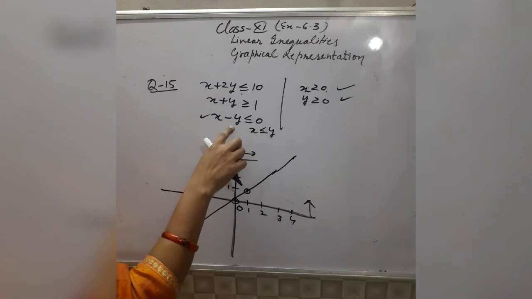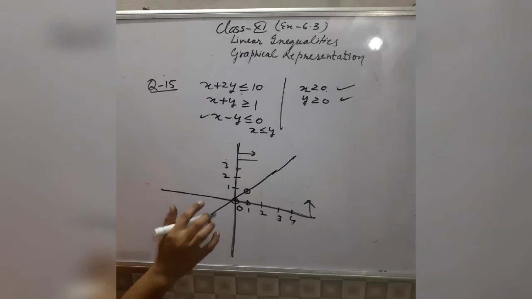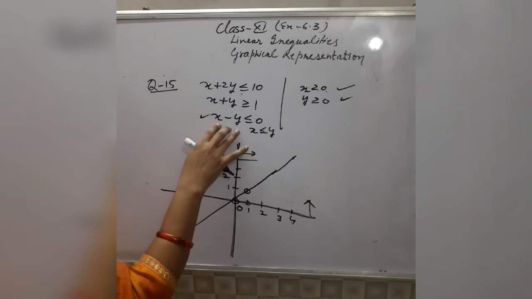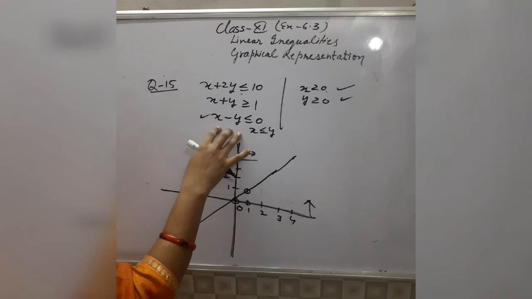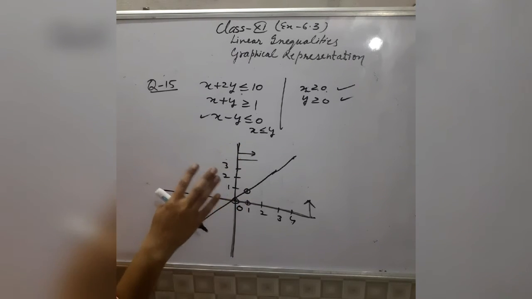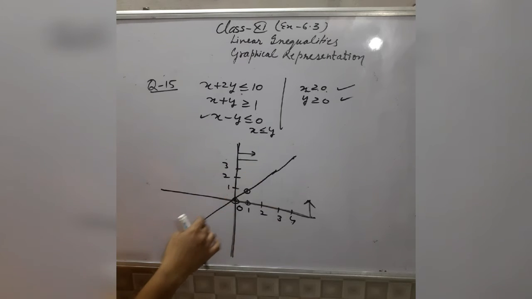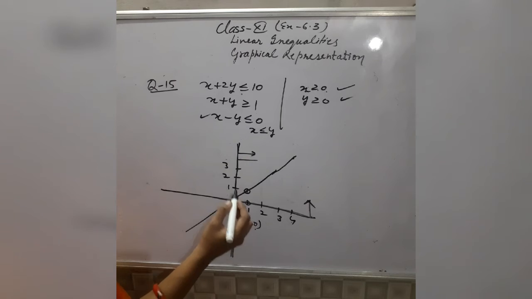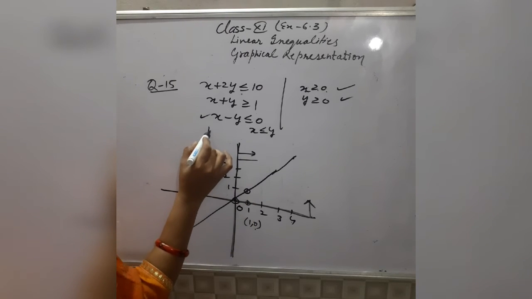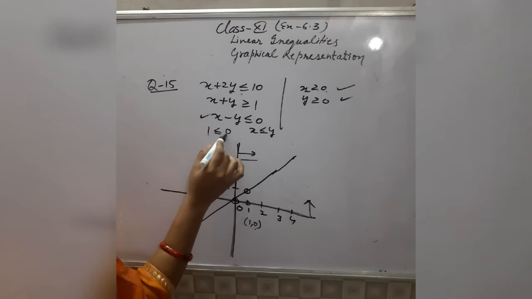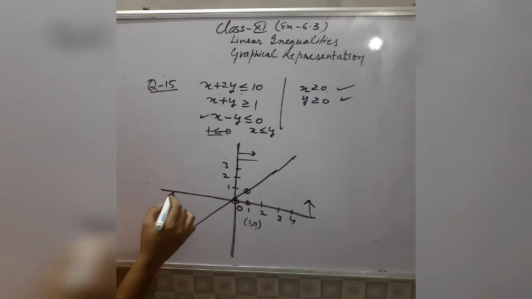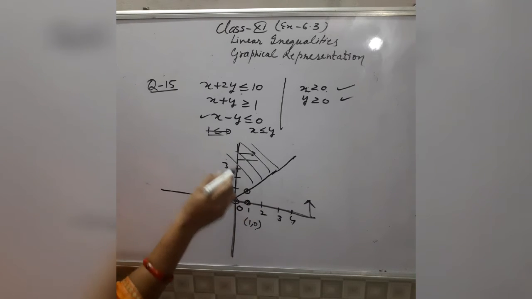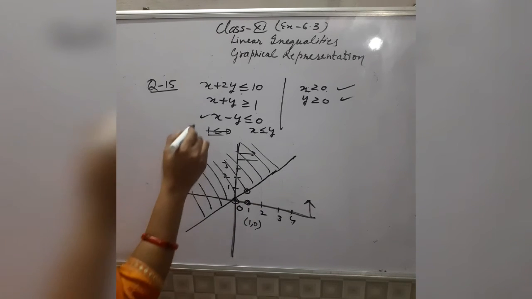And here, listen very carefully, if any line passes through the origin, in that case for checking whether the result is true or false, you will take a point other than the origin, or you can say you will take a point which does not lie on this line. So here I am taking this point, whose coordinates will be 1, 0. If I put x equal to 1, y equal to 0, then I will get 1 less than or equal to 0. This result is false. False means I will shade the region away from this point. Away from this point means the upward direction.